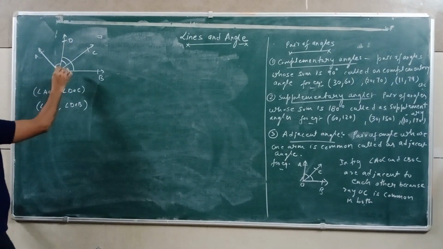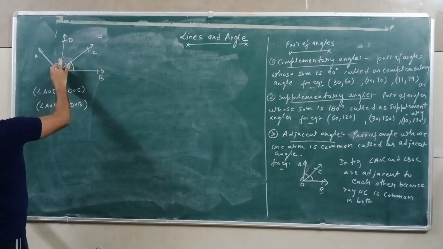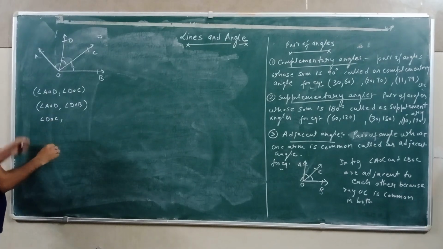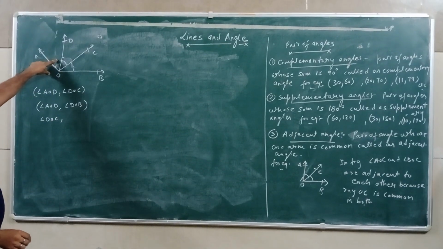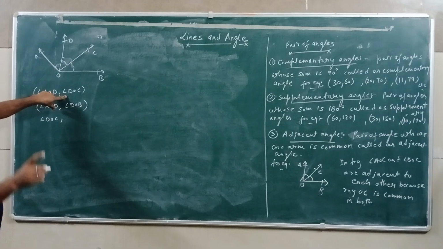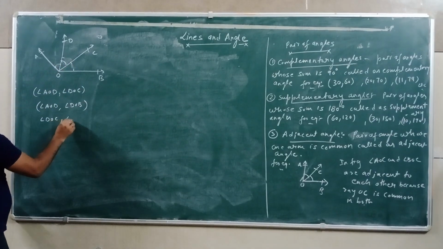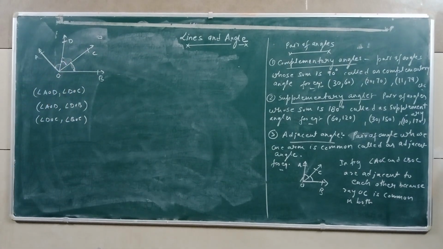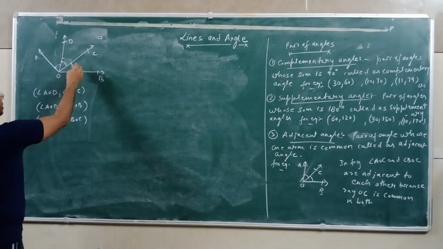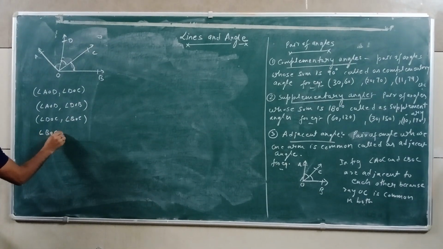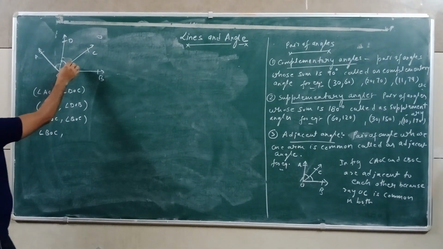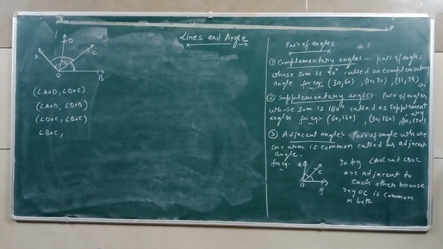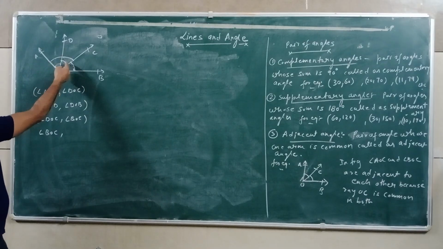Okay, now suppose take this angle DOC. Now see, this angle is adjacent with BOC, but that we have written already. So you will write this one, angle BOC. See, this angle and this angle make an adjacent pair. Okay. Now hold this angle, angle BOC. Now see how many adjacent pairs are there. So with BOC, this angle is adjacent. We have written already.